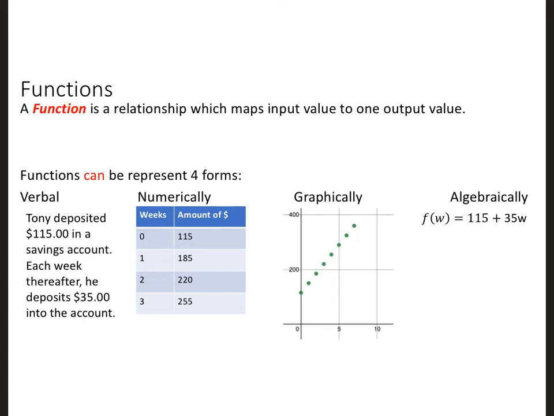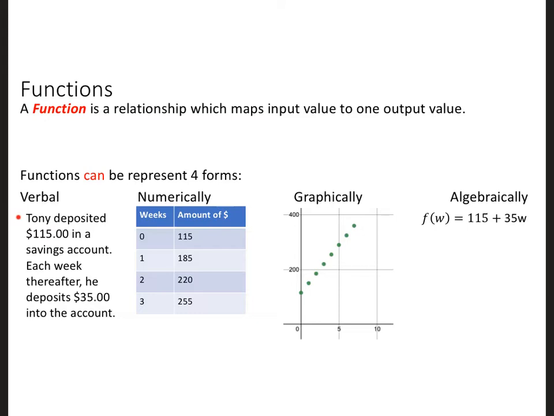Okay, the definition of a function is any relationship that maps an input to an output. Functions can be represented in 4 different ways. So I've got the same function down below being represented in 4 different types. So the first type is verbal. Verbal is usually when we're talking about a word problem.